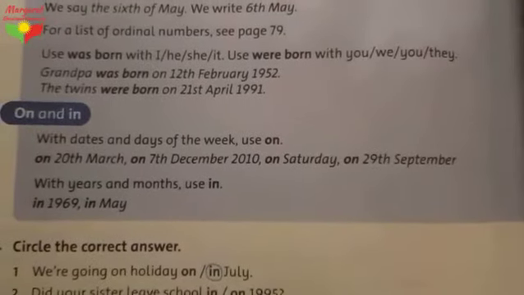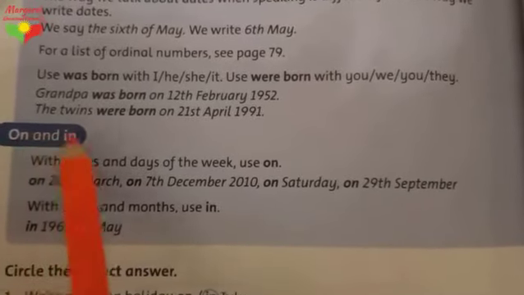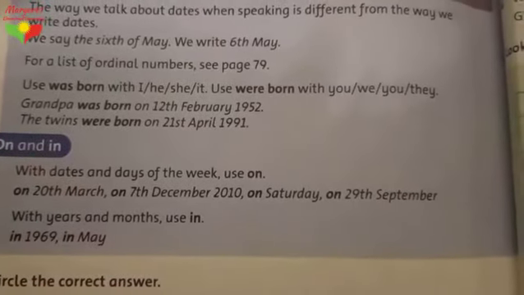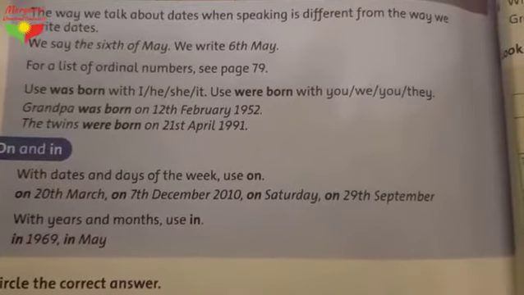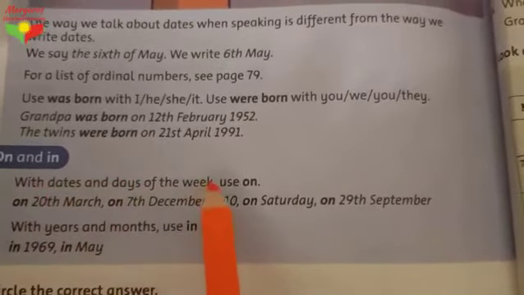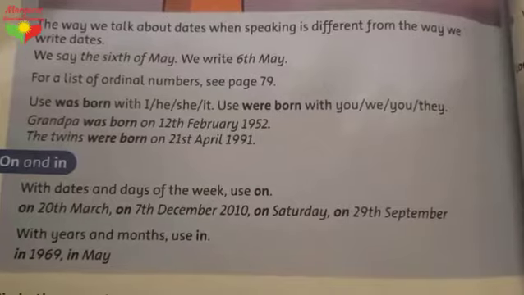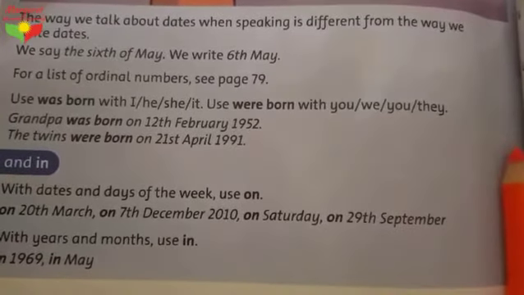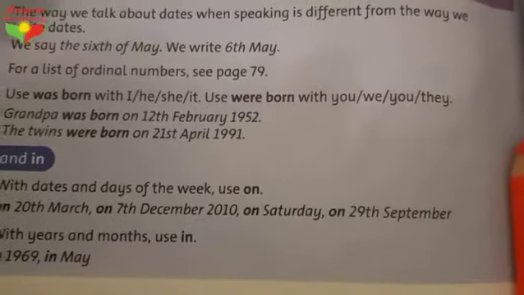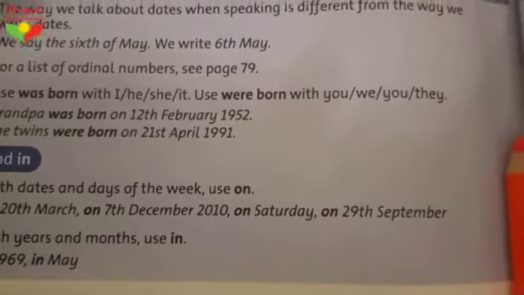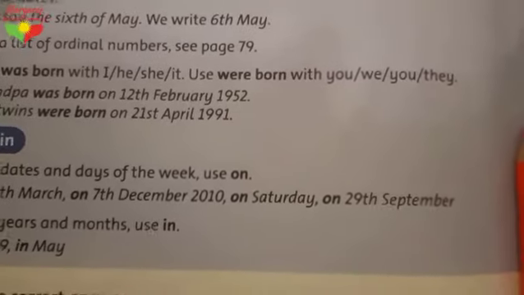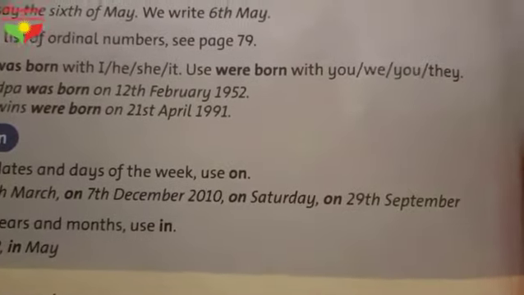So after that, let's learn about these two prepositions. Here we have on and in. Grammatically, we call them prepositions. And let's see how you should use them. With dates and days of the week, use on. Let me make it simple for you. For days of the week, Sunday, Monday, Tuesday, Wednesday, Thursday, Friday, and Saturday, you have to use on. On Sunday, on Monday, on Thursday, on Friday, on Saturday.